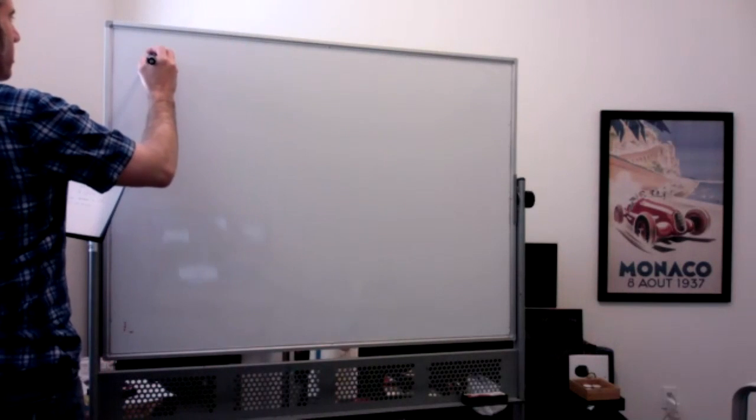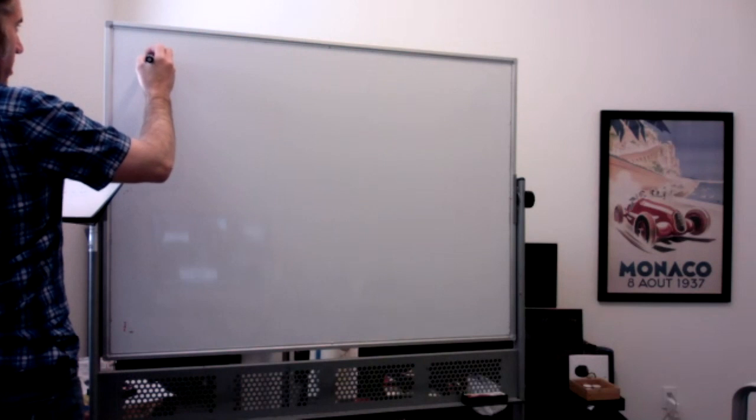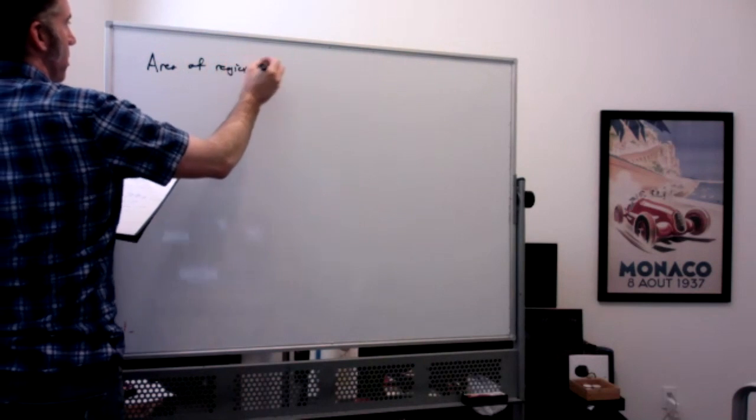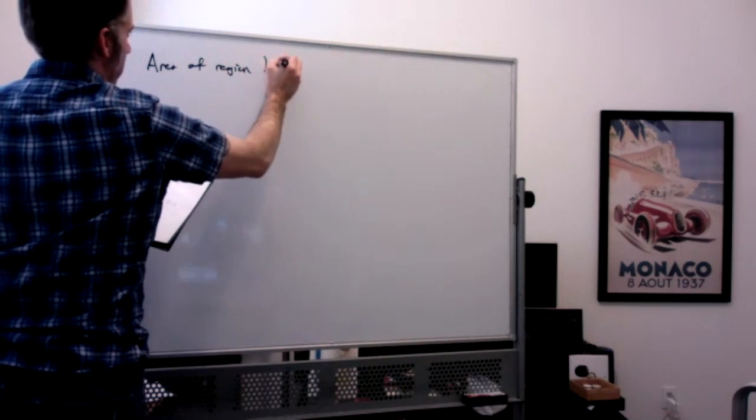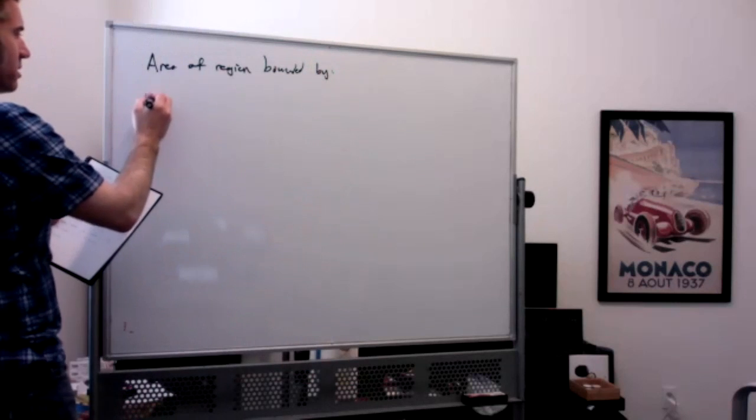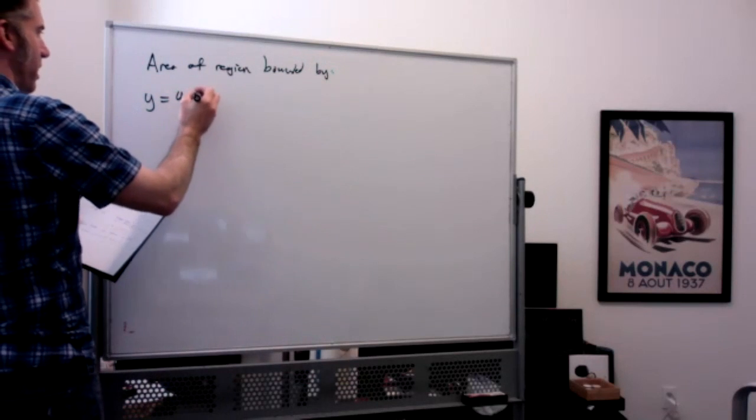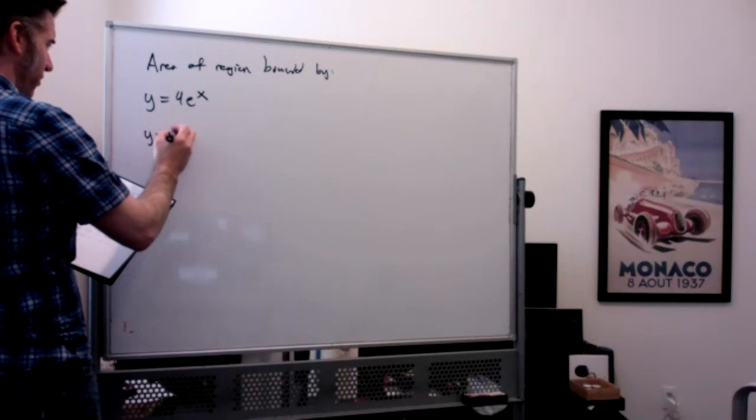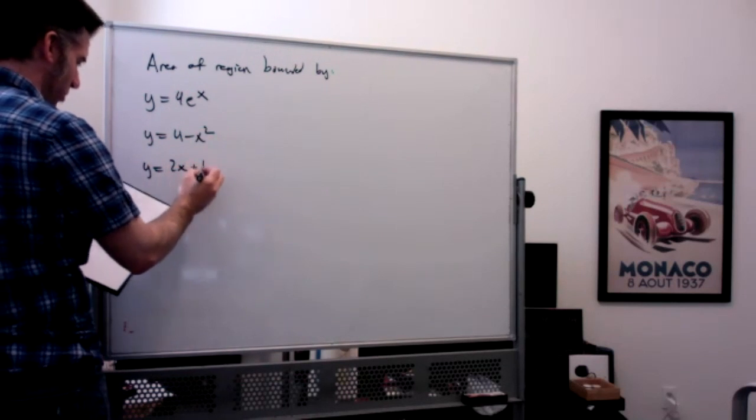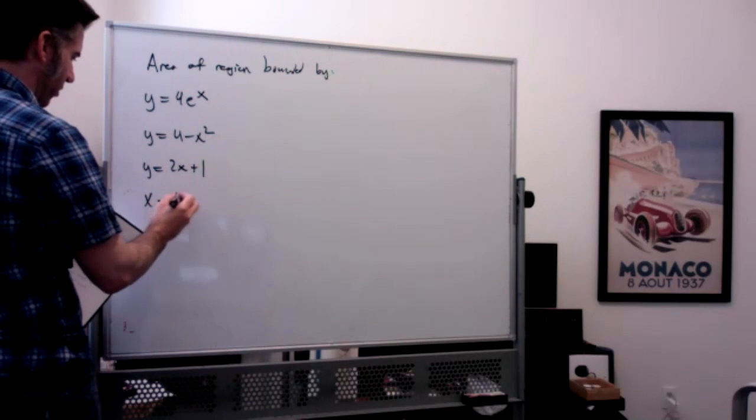So we want to find the area of the region bounded by these lovely functions: y equals 4 e to the x, y equals 4 minus x squared, y equals 2x plus 1, and x equals 4.